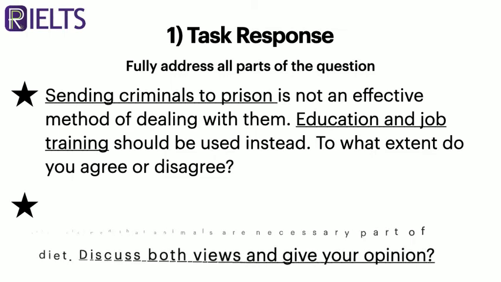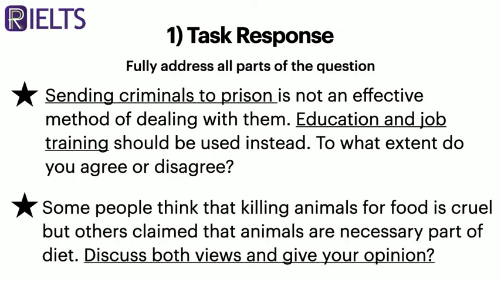I would like to give one more example. This is a question: some people think that killing animals for food is cruel, but others claim that animals are a necessary part of the diet. Discuss both views and give your opinion. So this essay asks you to discuss both views and give your opinion. If you forget to give your opinion, then also your bands will be cut from your task response area. Or if you discuss one of the views and you don't discuss the other view, then also your bands will be cut.